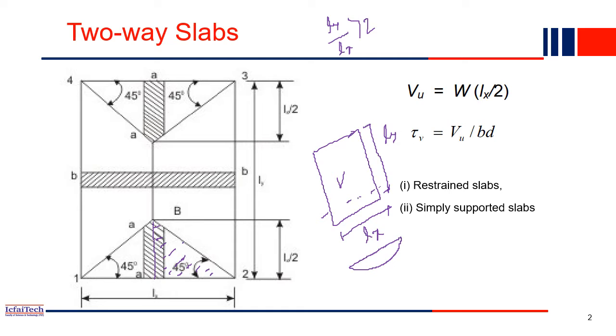So what we can see from trigonometry is that the length of AA is nothing but half of BB, right? So what is BB? BB is nothing but Lx. So half of Lx, right? So just from trigonometry we got this expression.